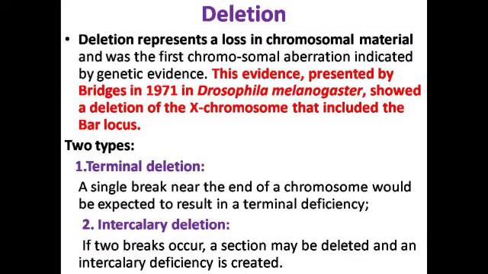Let me see deletion in detail. Deletion represents a loss in chromosome material and was the first chromosomal aberration indicated by genetic evidence. This evidence was presented by Bridges in 1917 in Drosophila melanogaster and showed a deletion of the X chromosome that included the bar locus.